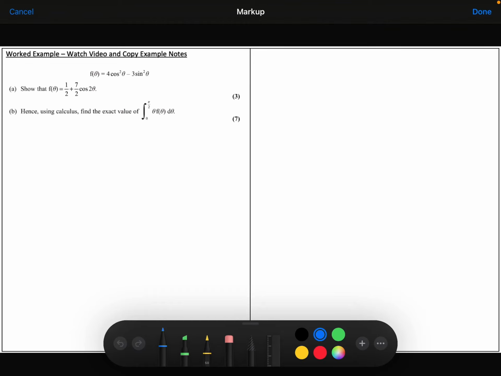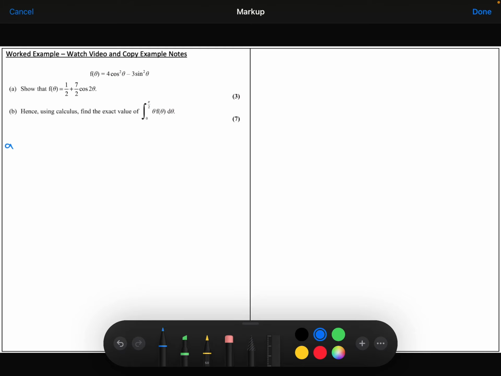I'm told that f of theta is equal to 4 cos squared theta minus 3 sine squared theta, and I need to show that that's equal to a half plus 7 over 2 cos 2 theta. So basically I need to turn these cos squared and sine squared into a cos 2 theta.